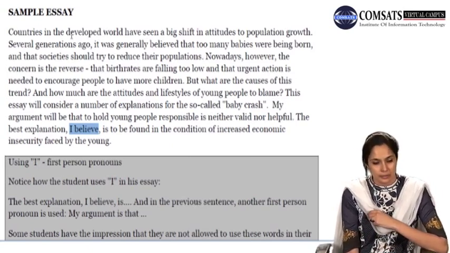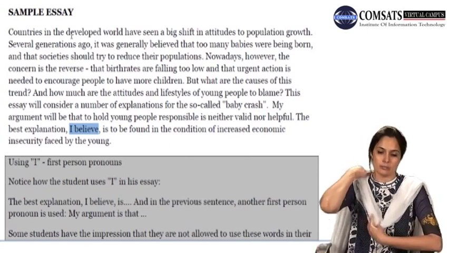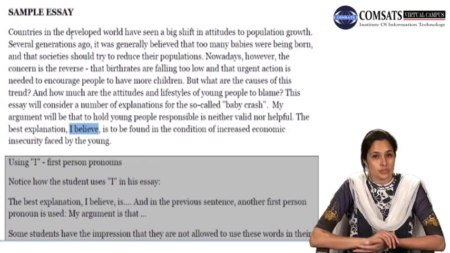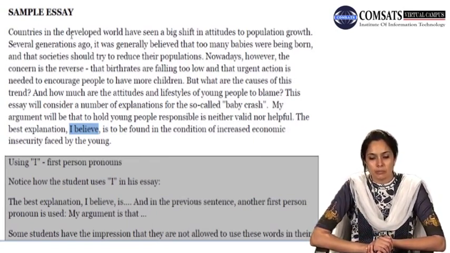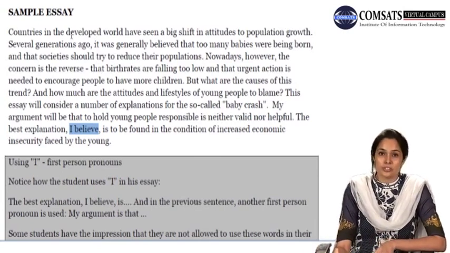the topic. Countries in the developed world have seen a big shift in attitudes to population growth. Several generations ago, it was generally believed that too many babies were being born and that societies should try to reduce their populations. Nowadays, however, the concern is the reverse, that birth rates are falling too low and that urgent action is needed to encourage people to have more children. But what are the causes of this trend?